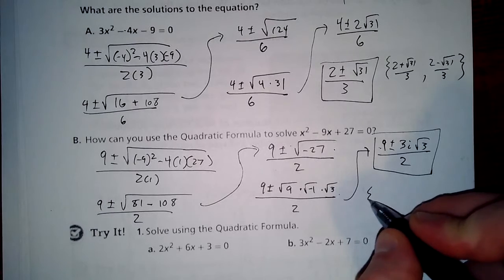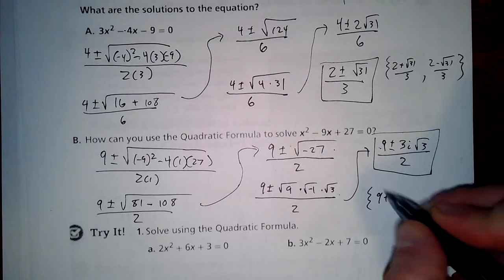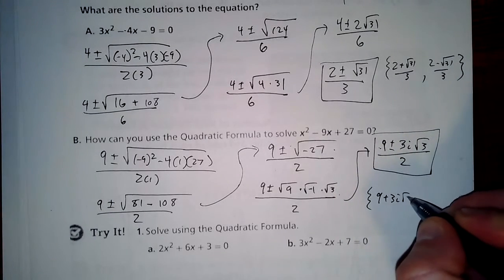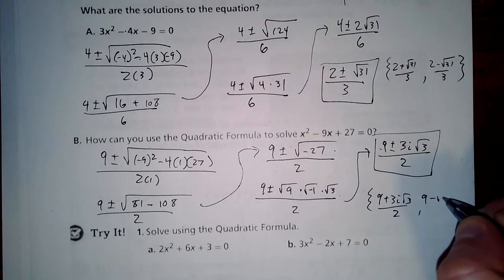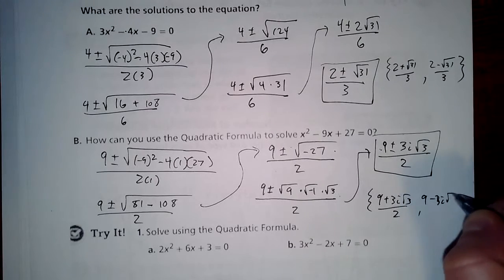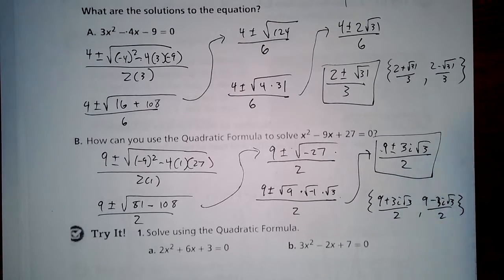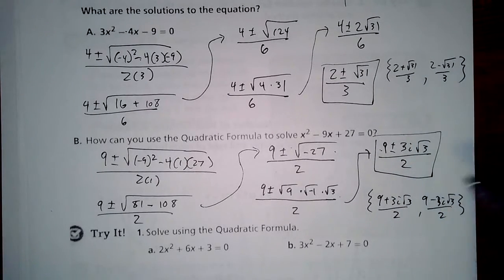Again, if you need to write it as a solution set, it'd be 9 plus 3i root 3 over 2, and 9 minus 3i root 3 over 2. Again, I usually write it like this, but if it asks you to write it as both, a solution set or both values, it's like that.